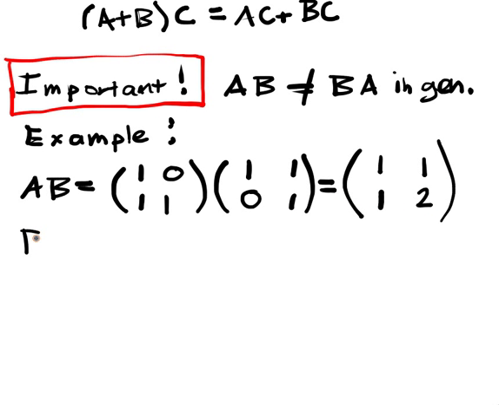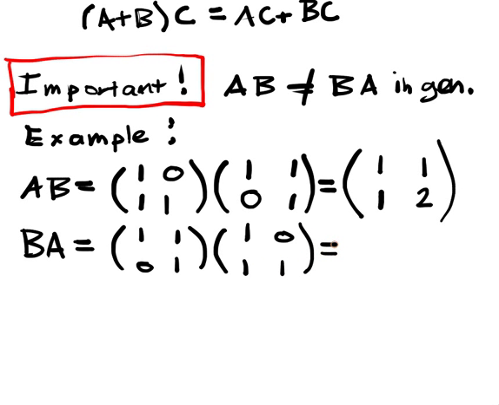But what about B times A? So I swap the order of these things. So now I have 1, 0, 1, 1 here, and now I have 1, 1, 0, 1. Well, right off the bat I get 1, 1, times 1, 1 is 1 plus 1, which is 2. Already we see the problem going on here. If we fill out the rest of the matrix pretty readily, we see that these things are definitely not equal to each other. Not equal to each other at all.